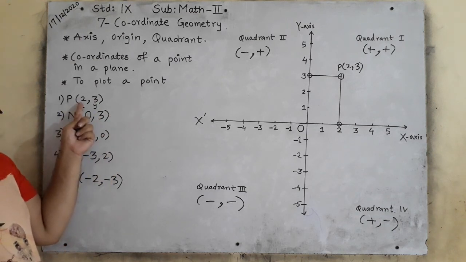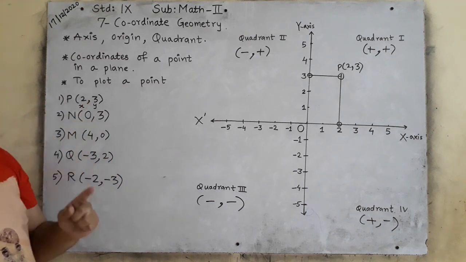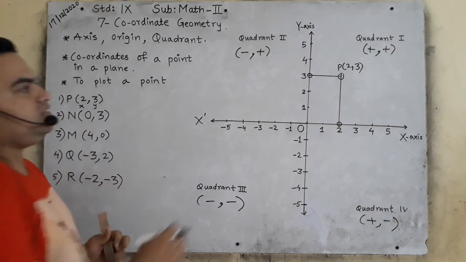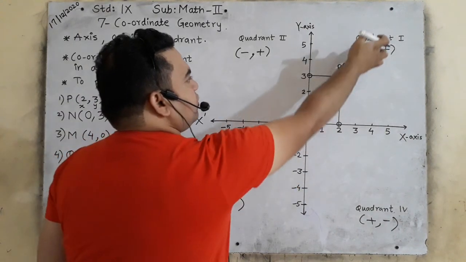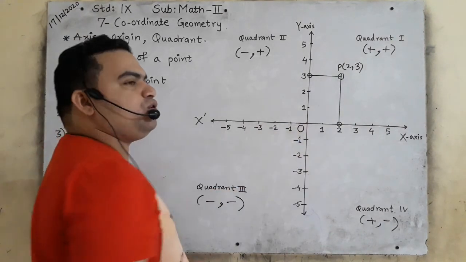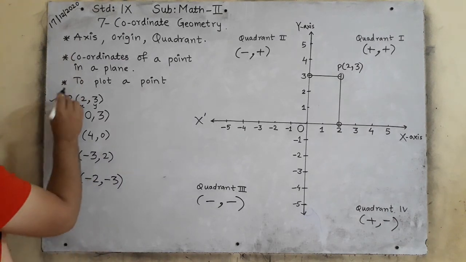So 2 belongs to x axis. 2 क्या है? x axis पे और 3 क्या है? y axis से. Is it clear? Both the numbers are positive. So this point P is in which quadrant? Quadrant first. Why? Because both the coordinates are positive. Is it clear? Now see the next point.